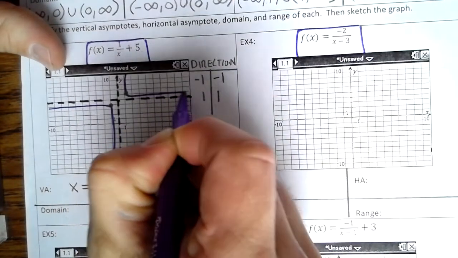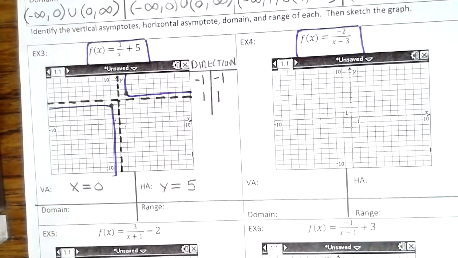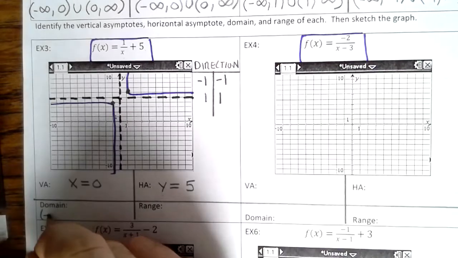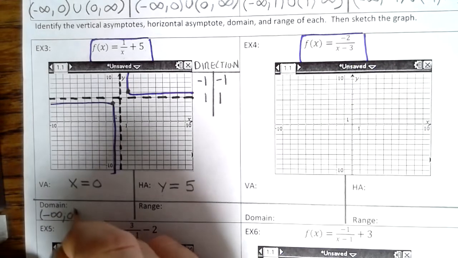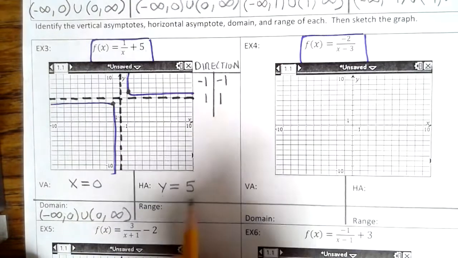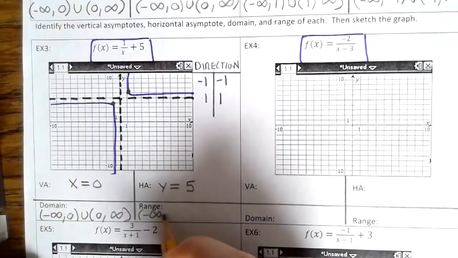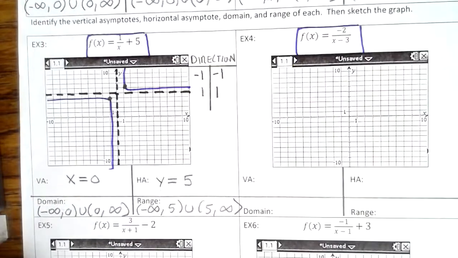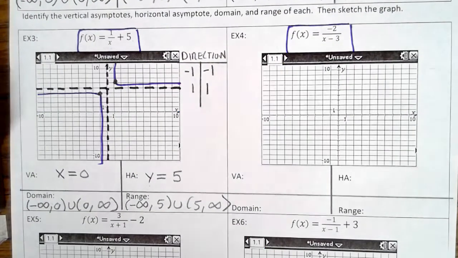Okay. Domain is really simple. Domain is from -infinity to that asymptote 0 or 0 to infinity. And range, same thing. It's -infinity to 5 or 5 to infinity. All right, go ahead and finish up example 3. All right, example 4.